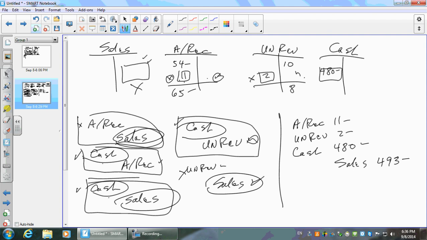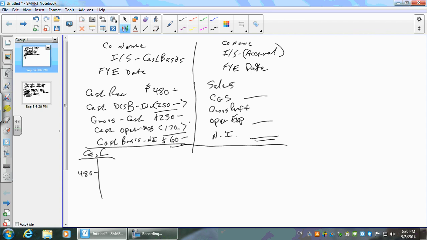Those of you who did this, did you get it? Just let yourself think through it. Takes a little bit, doesn't it? So what do I know? Sales is 493. Sometimes I'll ask you for a little reconciliation of what's the difference between the 480 and the 493. What's the difference? What's the 13? Accounts receivable went up by 11.